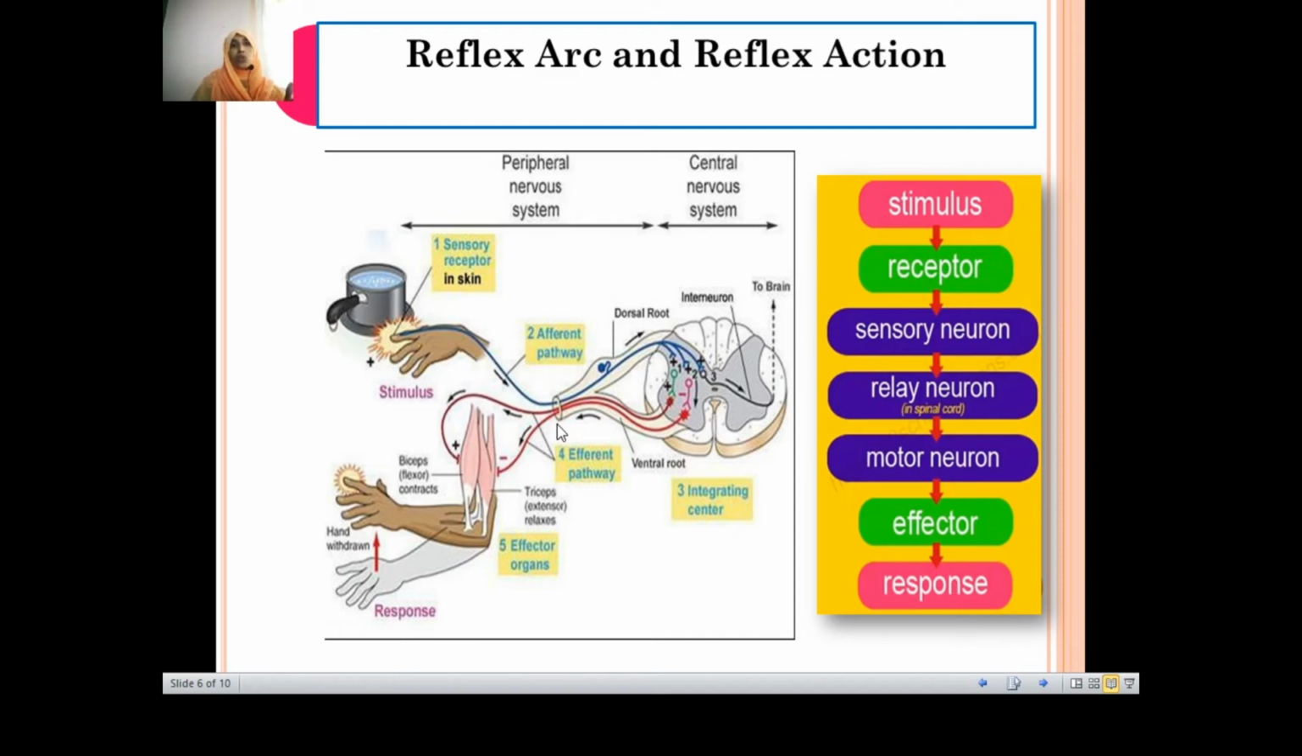Therefore, there is a short way which bypasses the brain to give an immediate response. This sort of action which is done by the body in response to a stimulus in a short span of time, we call a reflex action. The pathway it takes to make the decision is called the reflex arc. So these are the steps.